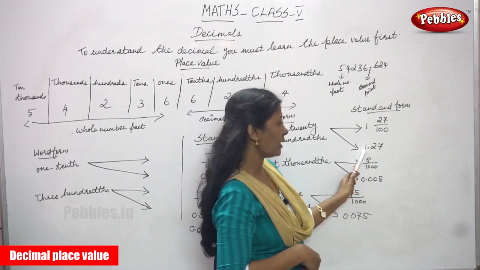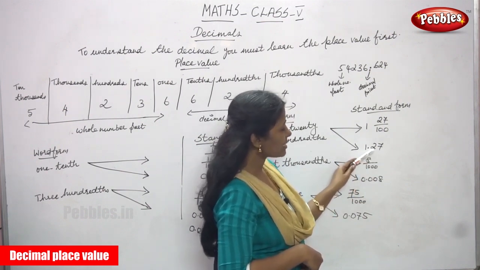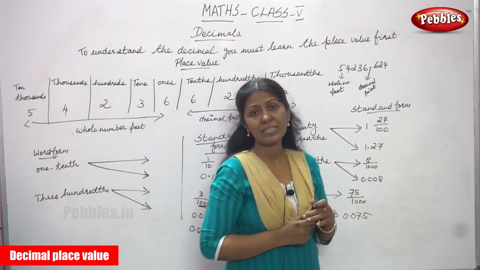1.27, it is a whole number. After that you must put a point, then you have to write 27. This is in the tens place and this is in the hundreds place. I think you understand clearly.